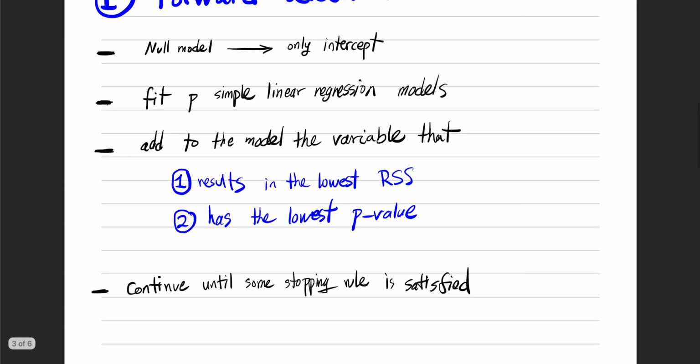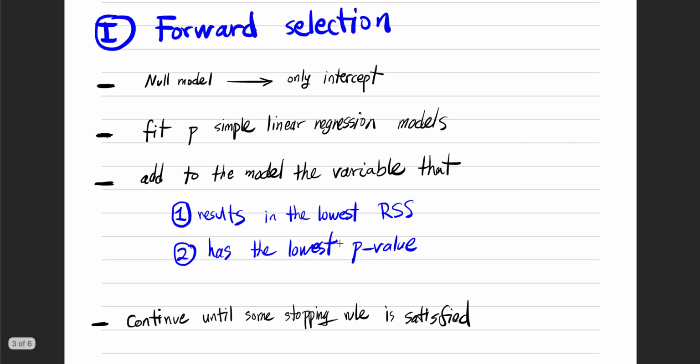And then we continue that. We add these features until some stopping rule is satisfied. The stopping rule says, for example, stop when the lowest p-value is greater than 0.1 or 0.05. So it's an iterative process, and it's a greedy process.